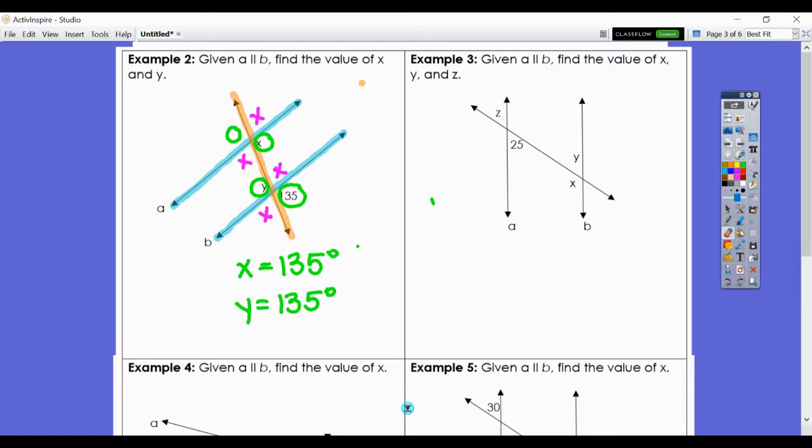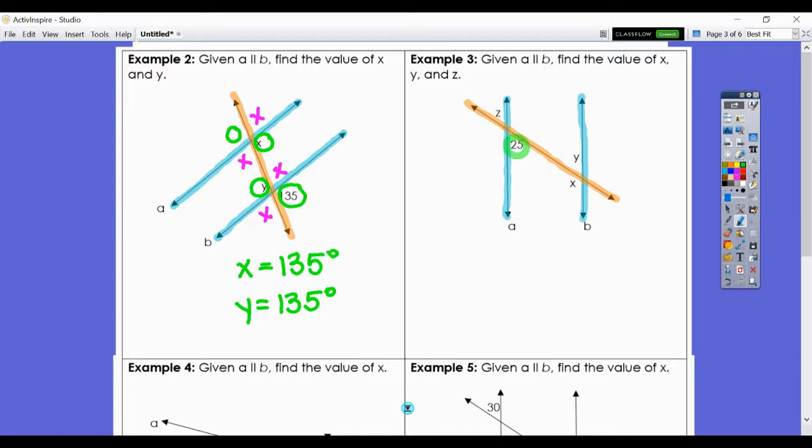Let's move on to the next example, example number 3 here. We were given, again, A and B were parallel, so let's highlight those parallel lines in blue, A and B there. And then the line that passes through both of them is going to be that transversal in orange. Awesome. So I want to go ahead and solve for x, y, and z. Well, first and foremost, I was given here this 25. I was given that measure of 25 there.